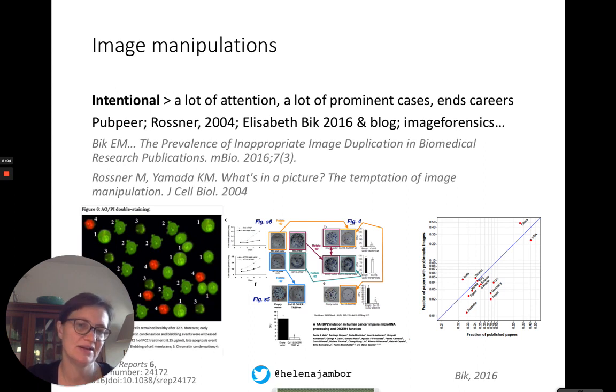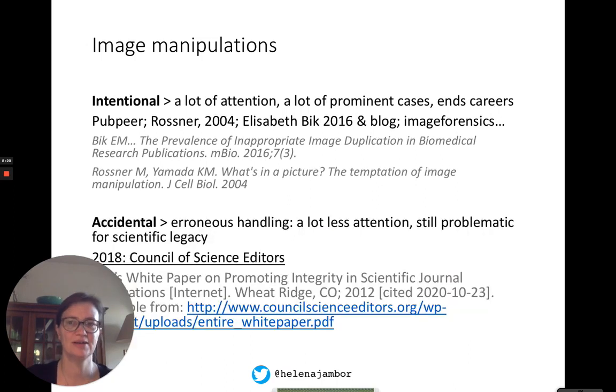And Elisabeth already in 2016 quantified this a little bit and showed that with the number of publications rising, we simply get an automatic rise as well in the number of manipulated images. There's, however, a second aspect of image manipulation. Not all of them are intentional, some are simply accidental. And they appear with the erroneous handling of maybe a microscope or post-imaging erroneous handling of the image data files.